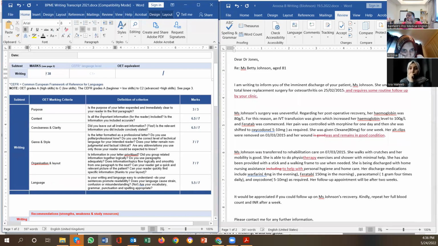Purpose. Is the purpose fully expanded and immediately clear? Yes, after the addition of the last sentence. But without the addition of that sentence, again, it's not like a major life-changing event. Hold on. We've got things here that do not belong. So I would say, just because of that, honestly, I'd take off half a mark, but that's just me.